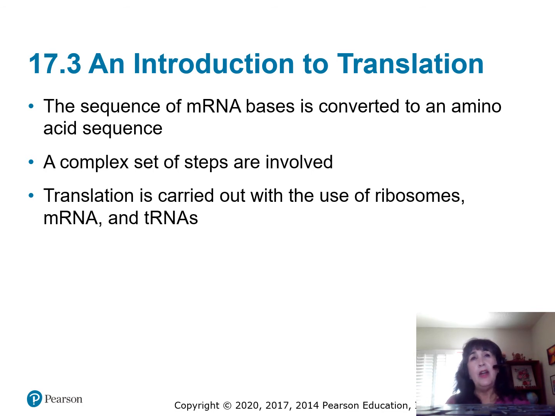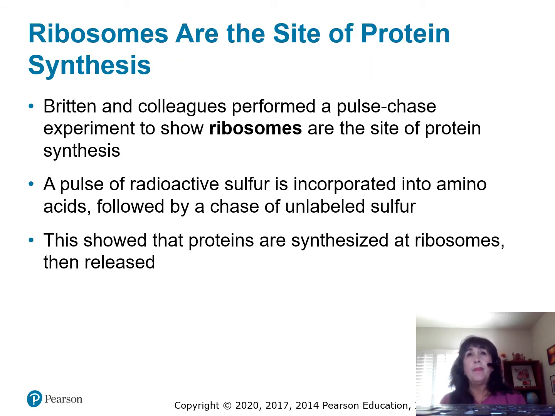Now it says here, translation is carried out with the use of ribosomes, messenger RNA, and transfer RNA. So you need to know the players for translation, and there could be a test question asking what is needed to carry out translation. So the answer would be ribosomes, messenger RNA, and transfer RNA. So they did an experiment to show that ribosomes are actually the site of protein synthesis. So an experiment was done, and this showed that ribosomes are very important for translation.